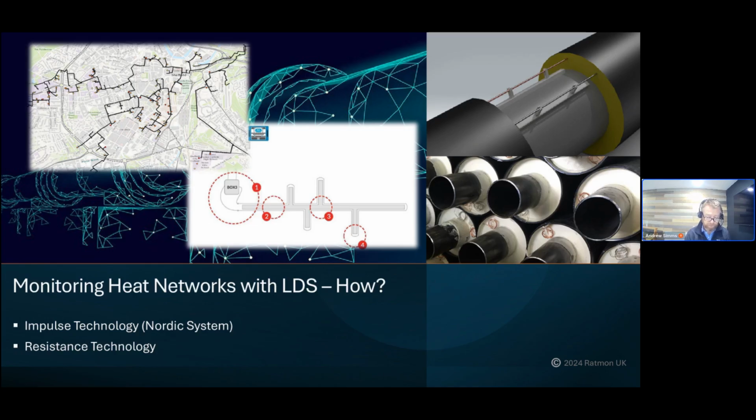Resistance technology, by contrast, measures the electrical resistance between two wires. If moisture is present, the resistance drops, indicating a potential leak. While this method is arguably simpler, it is less precise compared to impulse technology, as it primarily signals the presence of moisture rather than locating the fault. Both technologies have their merits, but impulse technology is particularly well suited for the UK's heat network infrastructure, given its accuracy and adaptability to complex systems.